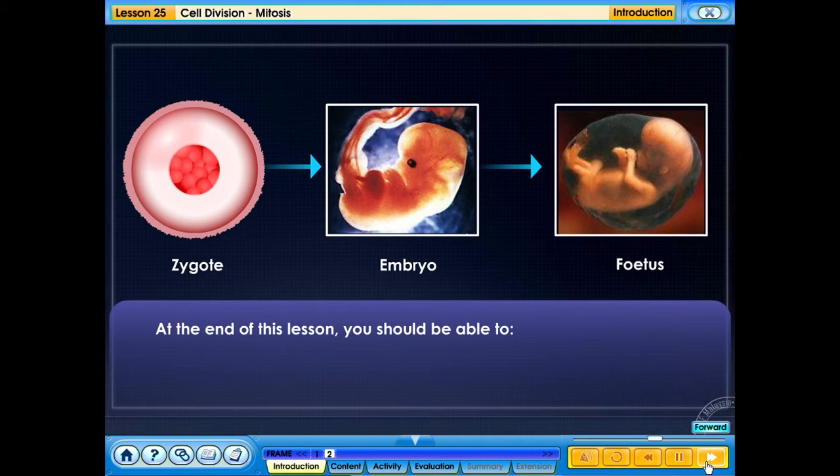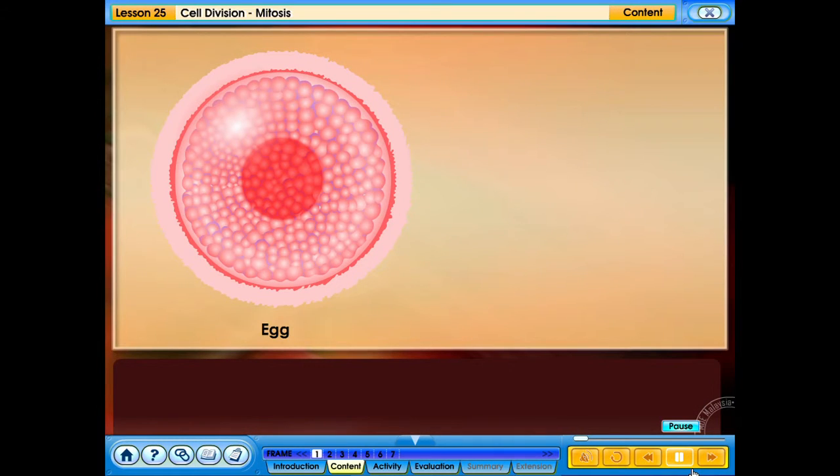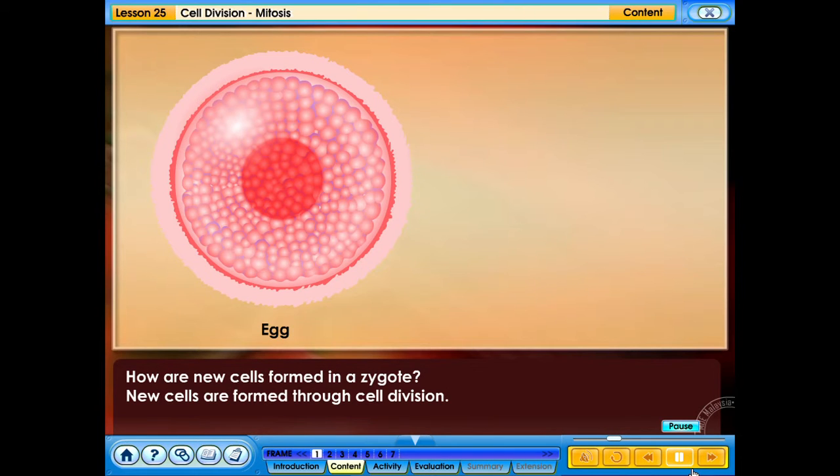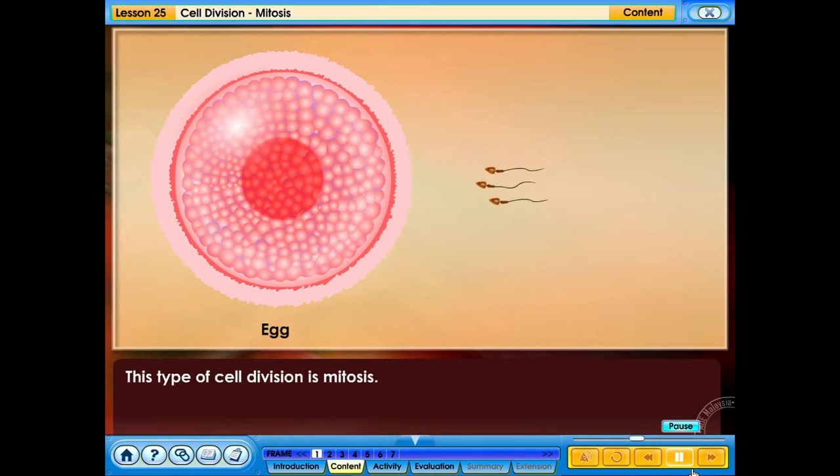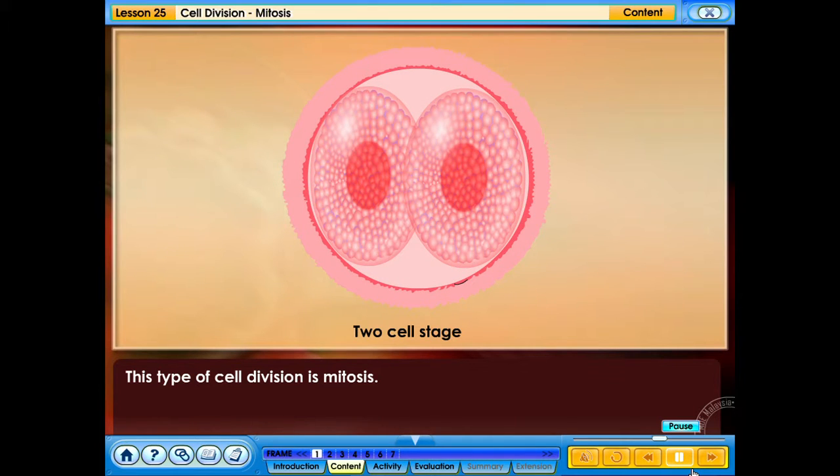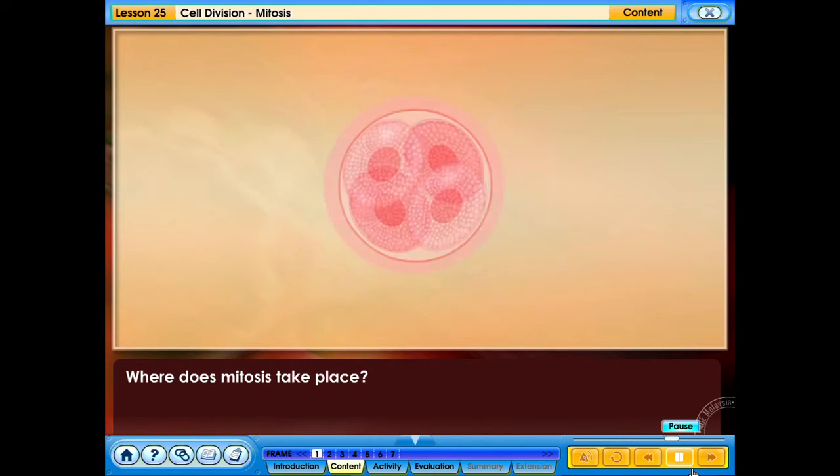At the end of this lesson, you should be able to state what mitosis is and describe the process of mitosis. How are new cells formed in a zygote? New cells are formed through cell division. This type of cell division is mitosis. Where does mitosis take place?